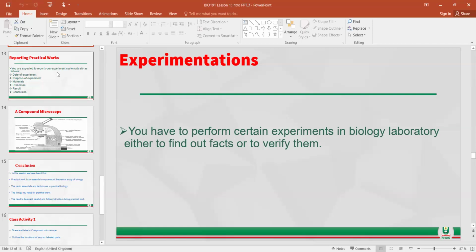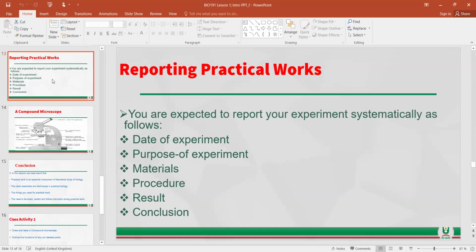Let's see the various sections of reporting. First, you have your date and the purpose of the experiment, that's the aim. For example, an experiment to show that oxygen is given off during photosynthesis. That's the aim or purpose. Materials will be provided for you: beaker, green plants, Bunsen burner, and so on.